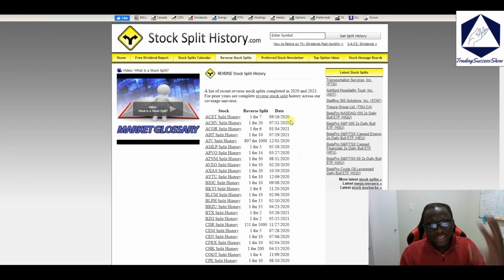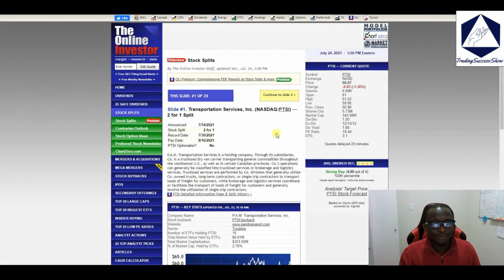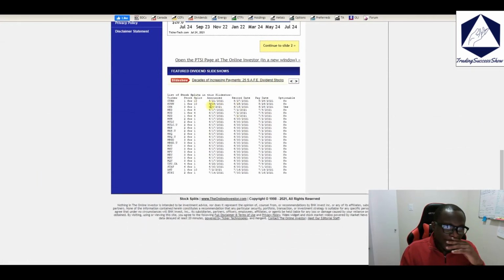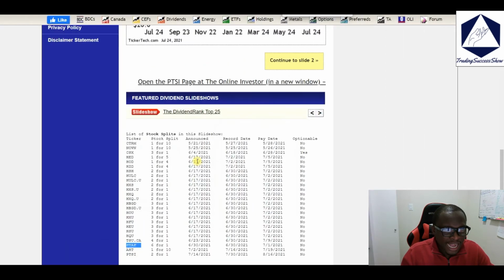Okay, so with that being said, you can take a look at the recent ones, which are AHT and STAF. These are the recent reverse splits, which they call the latest stock split, right? Now, take a look at this area right here, which is a stock split calendar. This stock split calendar gives you a table on what is going on in terms of the slideshow of the recent stock splits. Look at the recent one, we have STAF.